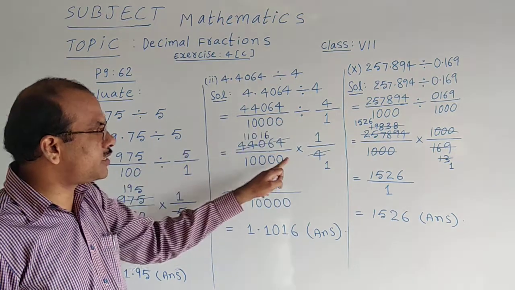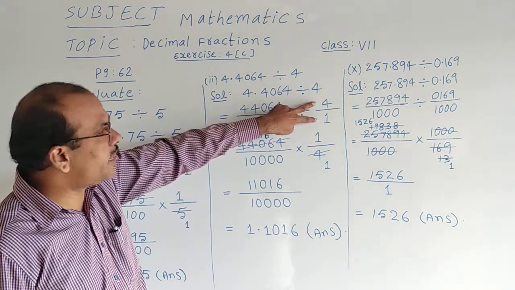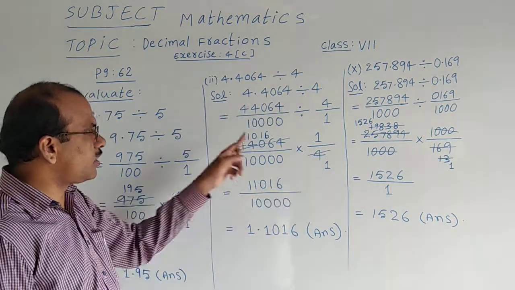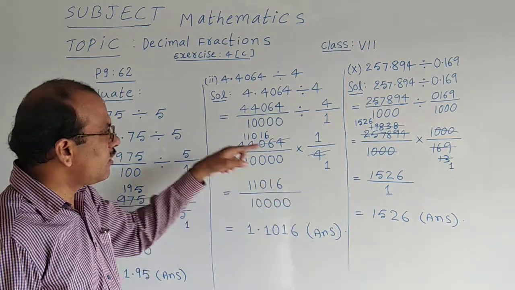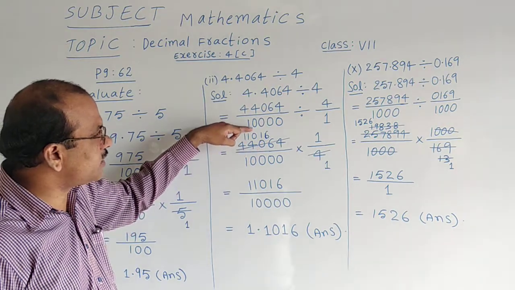The division symbol is changed into the multiplication symbol. Then 4 by 1 is changed to 1 by 4, its reciprocal. Now the 4 table is used to cancel. 4 1s are 4. 4 11s are 44. That 0 is taken as it is.